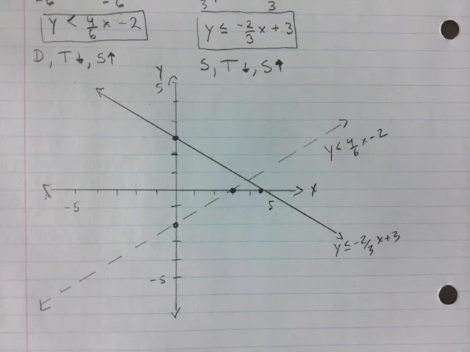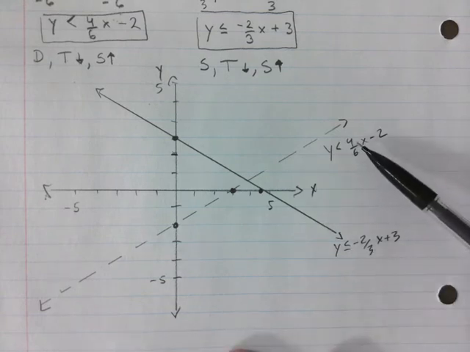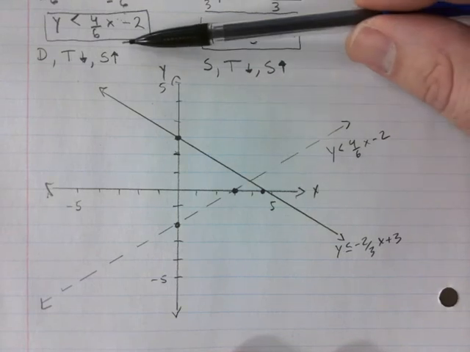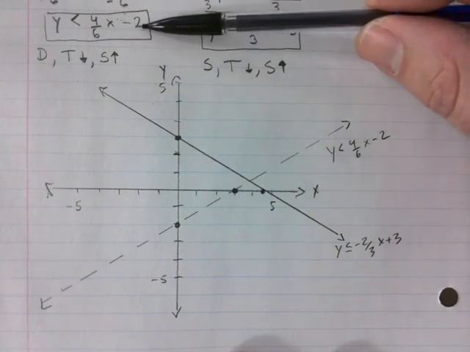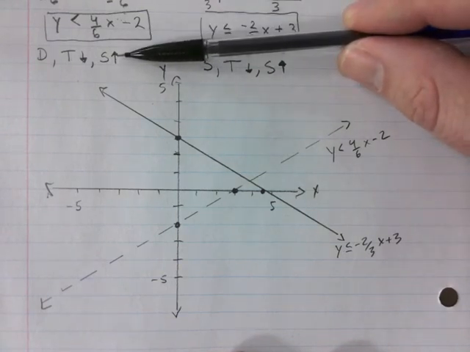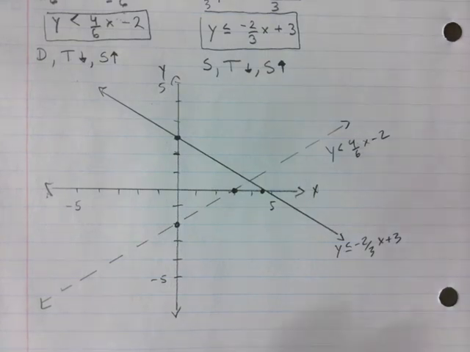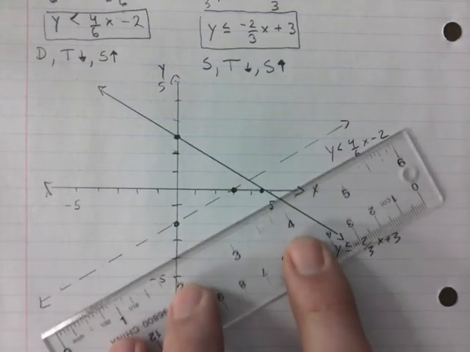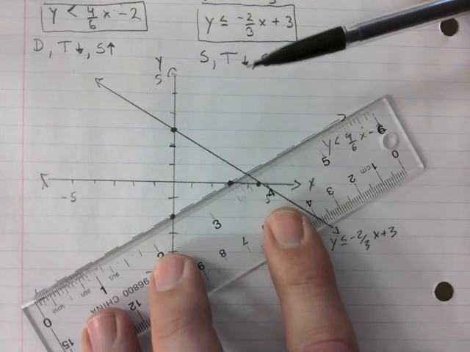Are you still with me, right? You're with me? Yeah? Okay. Because I want to get to the shading part. So you labeled them both, and now you go back to your work. 4 over 6, that one I'm shading above. So 4 over 6 is this one. You grab a ruler if you have one, and you shade above it.